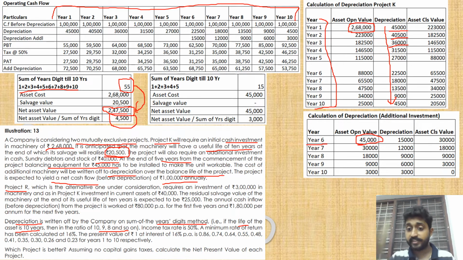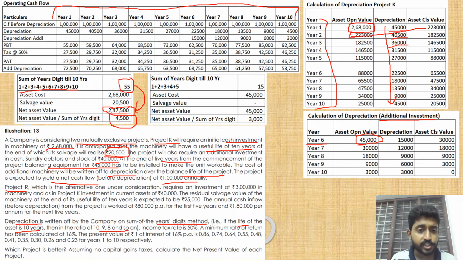You can fill the depreciation now itself. 2,68,000 minus the first year depreciation will give you the closing value of the asset. The closing value for the first year will become the opening value for the second year. In the same way, you can apply the logic and fill the depreciation table. Now you can apply the same logic for the additional investment also.